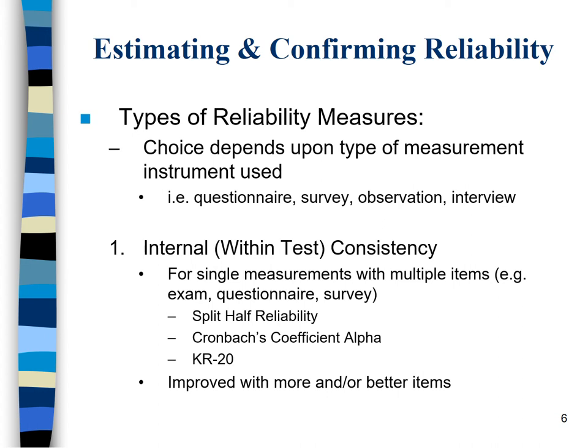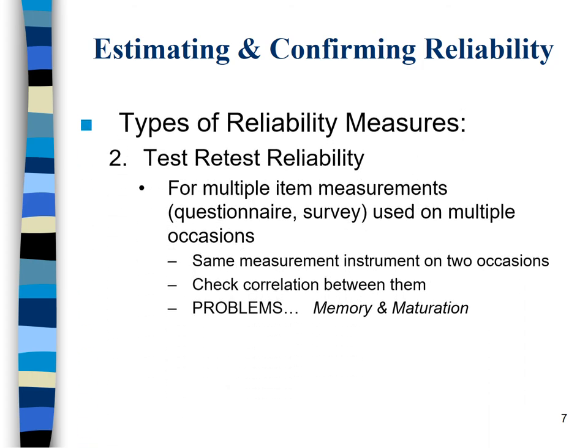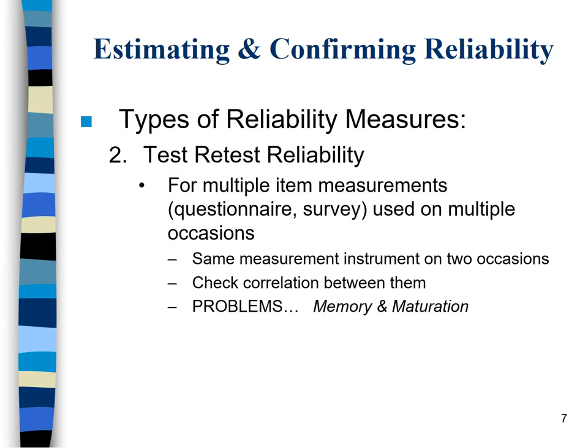All right, let's go ahead and move on to the second of the four reliability measures. Once again, we want to think about when we would use this one. This one's called test-retest reliability. This is also a reliability measurement approach used for multiple-item measurements like questionnaires or surveys. But whereas the within-test consistency, or internal consistency, that we saw on the previous slide was used for surveys administered only once in a cross-sectional study, test-retest tends to be more effective in a longitudinal study, where you can give the same survey to people on more than one occasion. That's why I say here: for multiple-item measurements used on multiple occasions.